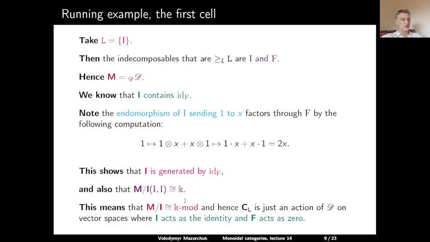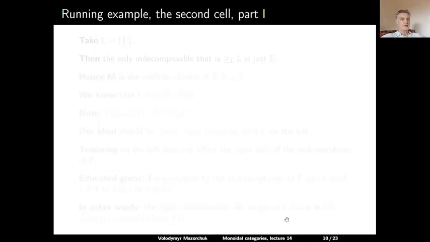So it's an action of D on vector spaces. And in this action, the identity object I acts as the identity, and the projective bimodule F acts as 0. Okay, so this was about the first left cell. We have another left cell which is given by the projective bimodule F. So let's take the left cell given by this projective bimodule.